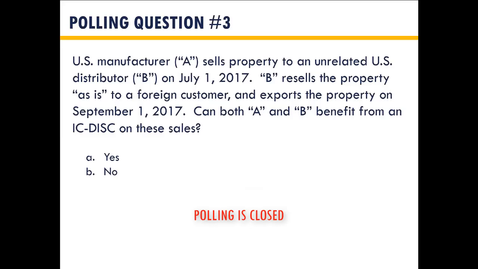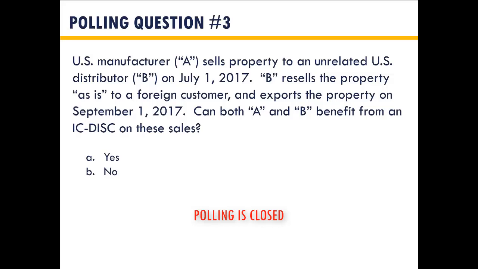Our third polling question: let's say we have a US manufacturer that sells property to an unrelated US distributor on July 1st. The distributor then resells the property as is to a foreign customer and exports that property on September 1st. So can both the manufacturer and distributor benefit from an IC DISC on the sales? So we have 43% yes, 57% no. So the answer on this one is yes.